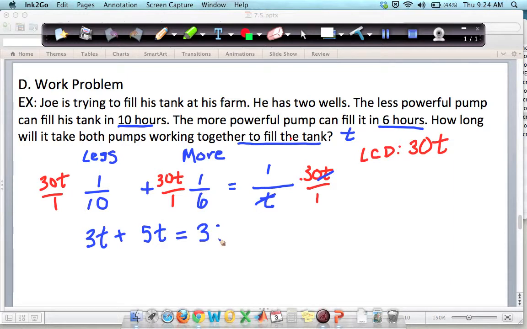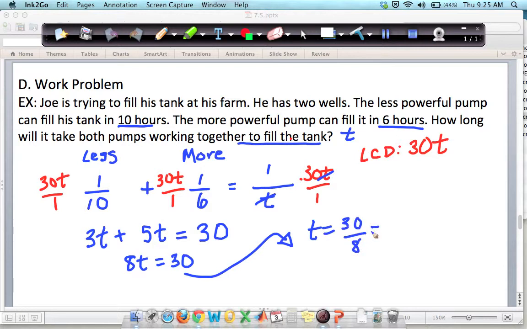And this becomes actually really simple to solve now. 3t plus 5t is 8t equals 30. Divide both sides by 8, and you get t equals 30 over 8. Because this is a word problem, I want to convert this to a mixed number or a decimal. Again, in MyMathLab, just see what they ask you to write your answer as. This would be 3 3/4 or 3.75 hours. Make sure you include units for a word problem. So it'll take 3 3/4 hours for them working together.